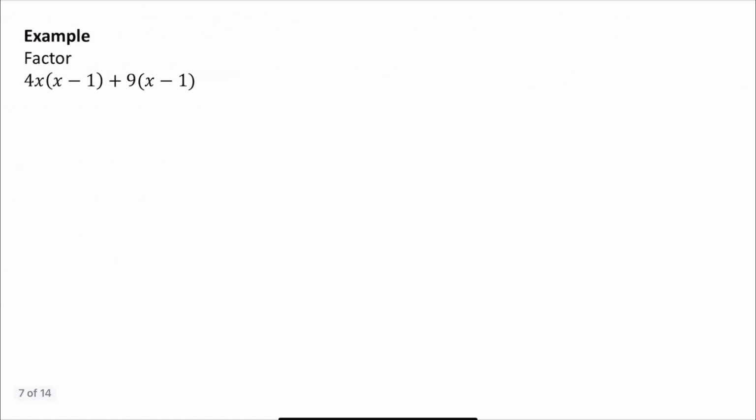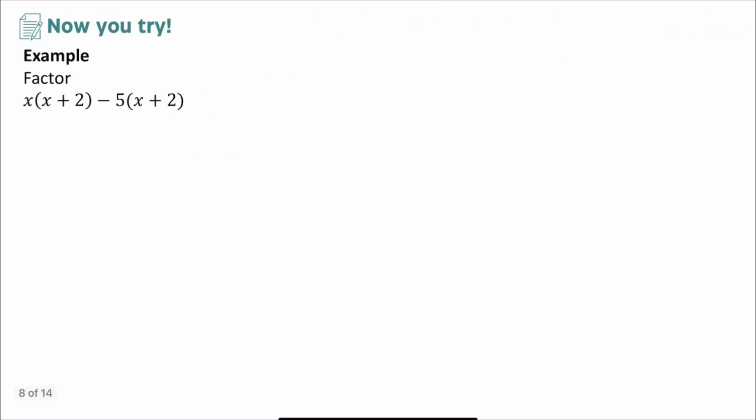So now let's go ahead and try this example. Let's factor 4x times x minus 1 plus 9 times x minus 1. So notice here my x minus 1 is my common binomial, so I'm just going to write this as x minus 1, and then I'm going to write what I have left on the outside. Okay, so notice that that's 4x plus 9, and so that's how you would go about factoring this expression.